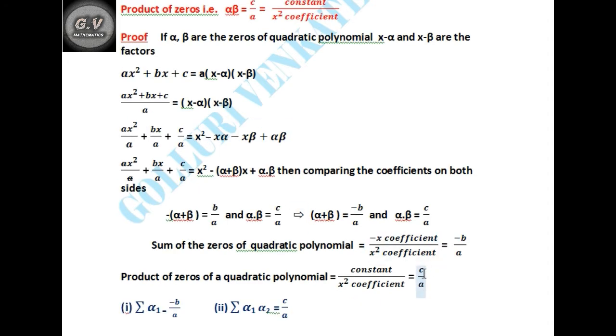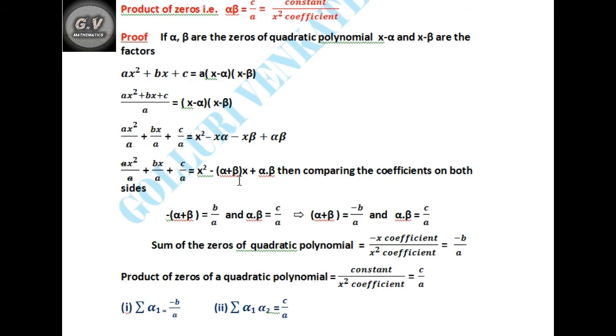So the sum of zeros is written with sigma. Symbolically it can be expressed as, where this is alpha 1 and this is alpha 2. Let the first zero be alpha 1 and the second zero alpha 2. So sigma alpha 1, the sum of zeros, is equal to minus b by a. Whereas the product of zeros, alpha 1 alpha 2, sigma alpha 1 alpha 2, is equal to c by a.